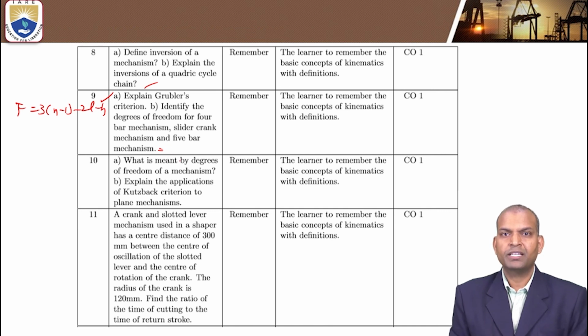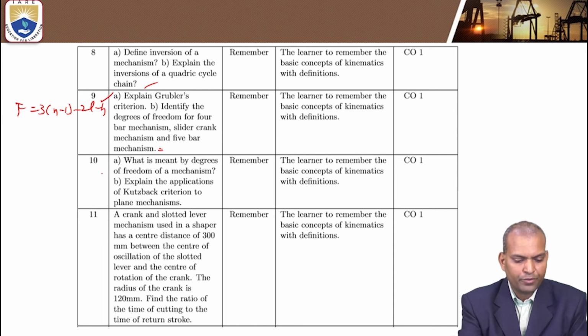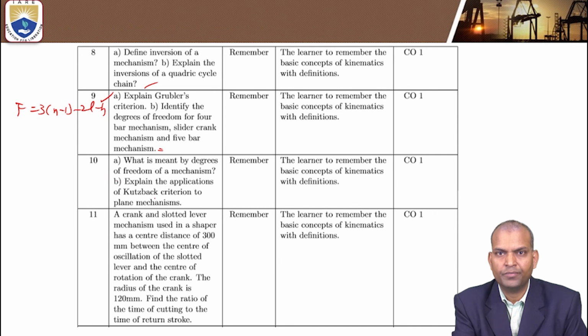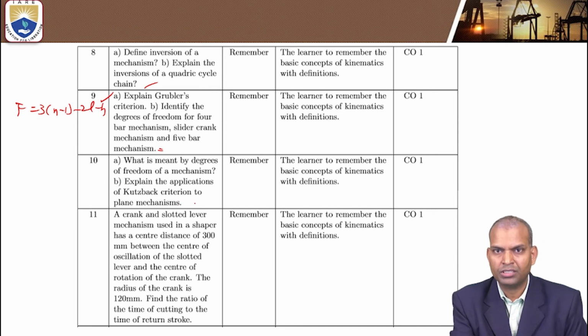Now, what is meant by degree of freedom of a mechanism? Explain the applications of Kutzbach criterion to plane mechanisms. According to the standard book, Rattan's book, Kutzbach criterion is nothing but Grubler's criterion. In some textbooks, they call Grubler's criterion the Kutzbach criterion.